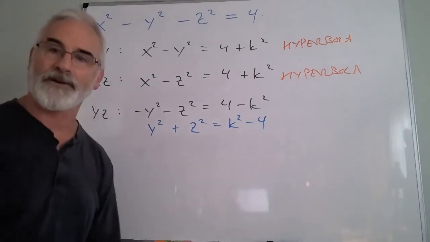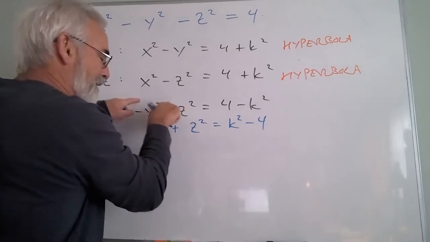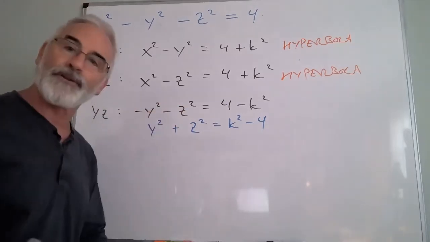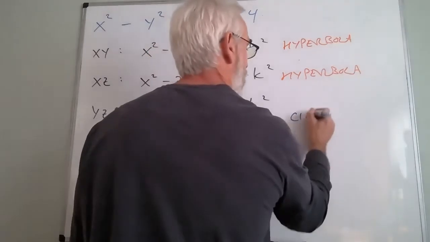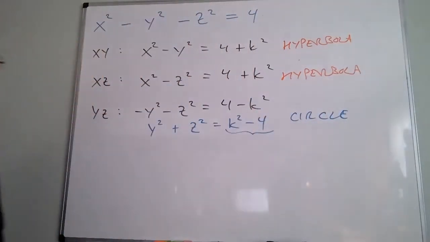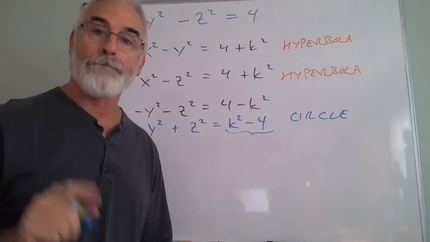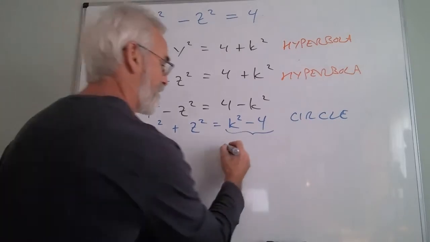Now I have a sum of squares. This is not a circle. This is not even possible. That looks like it's a circle. It's a sum of squares. But look at this quantity here. Can k be any real number? K squared minus 4 must be non-negative. Let me write that down.